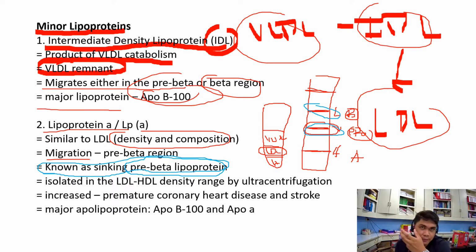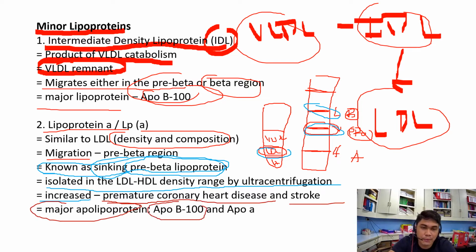In terms of migration, it's VLDL, but the ultracentrifugation result is like LDL. LDL is located in the middle portion, meaning it's sinking. That's why it's a sinking pre-beta lipoprotein. Okay? And it's isolated in the LDL-HDL density range by ultracentrifugation. If there's an increased concentration of lipoprotein A, it's associated with premature coronary heart disease and stroke. The major apolipoproteins are ApoB100 and ApoA. Okay, ApoB100 is usually associated with atherosclerosis.